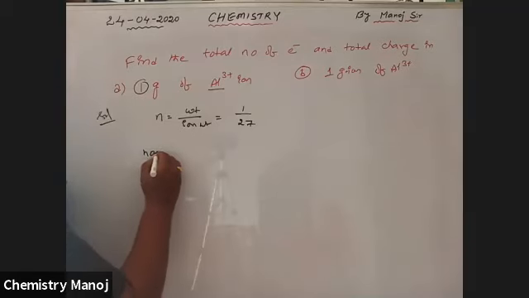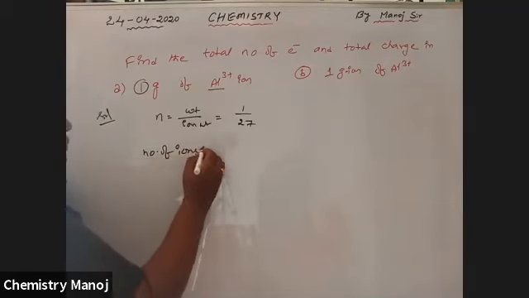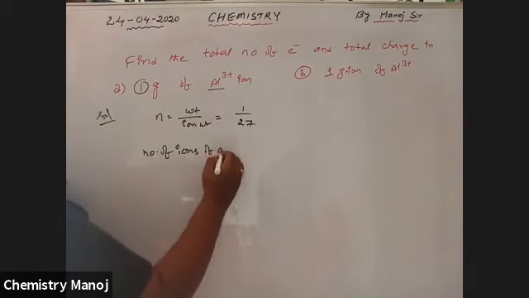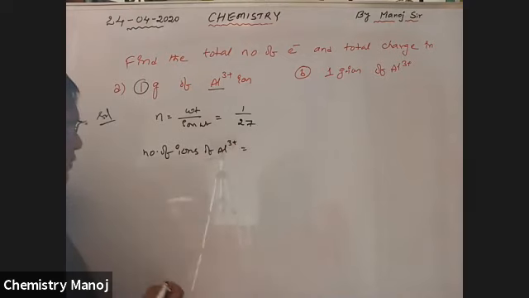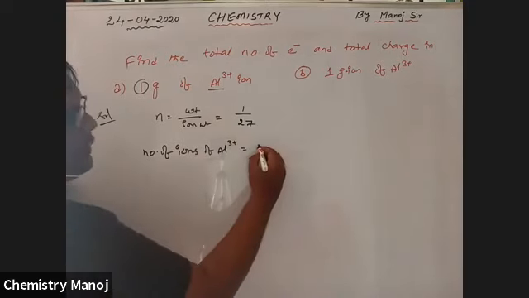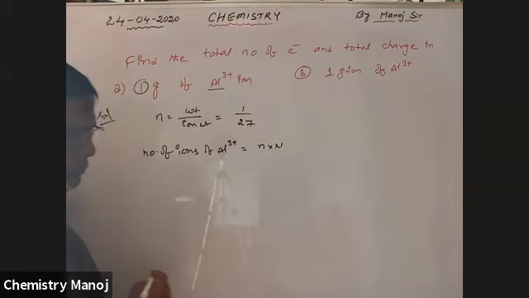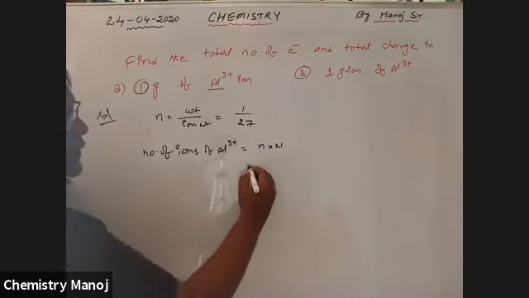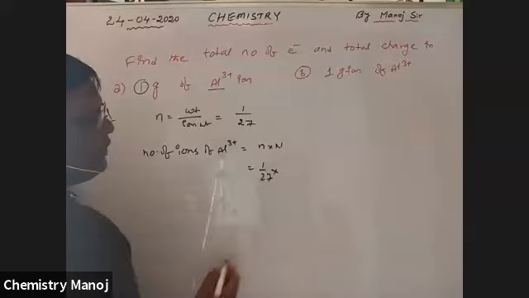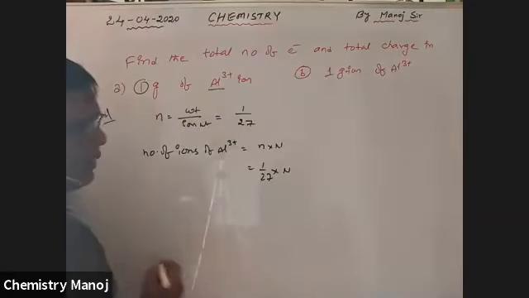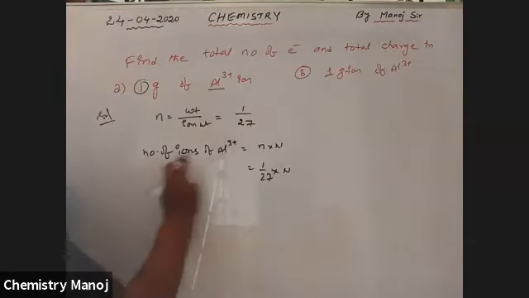Now the number of ions of Al3+ is equal to small n into capital N, that is 1 by 27 into capital N, which is N by 27. This many ions are there.